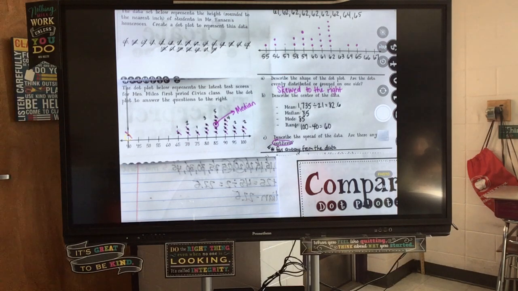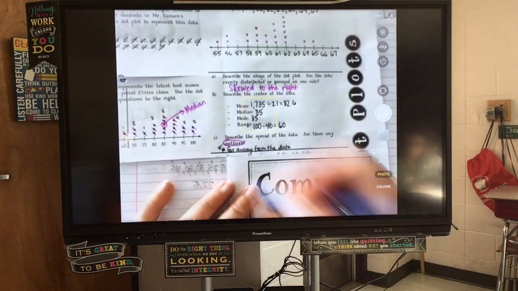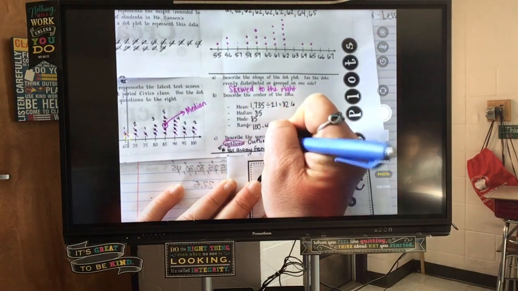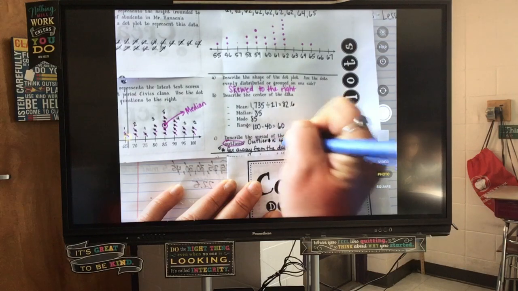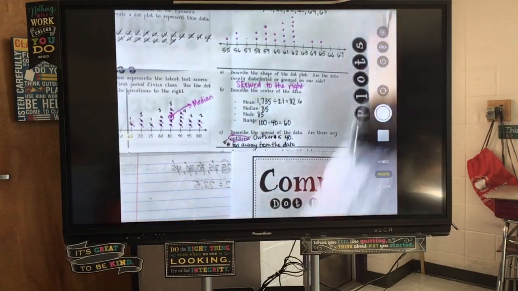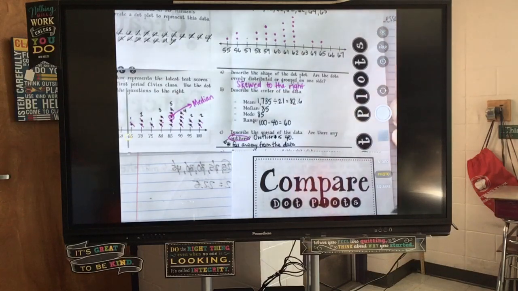So our outlier would be what? So the outlier is 40. All right, questions about that? Seems pretty easy.